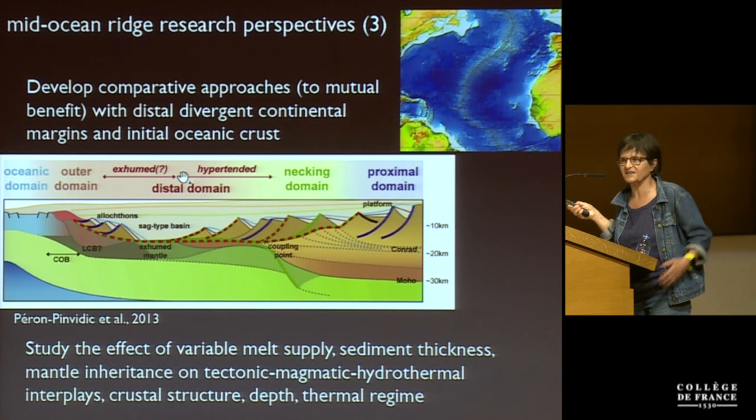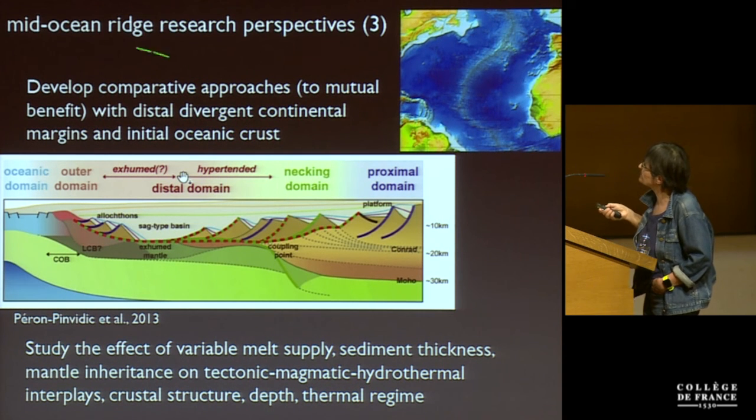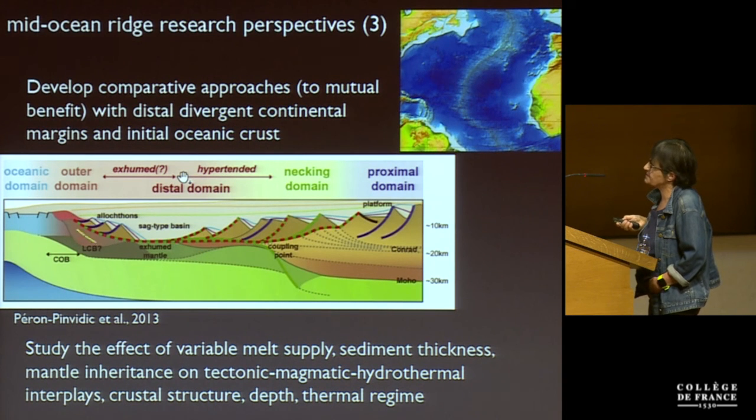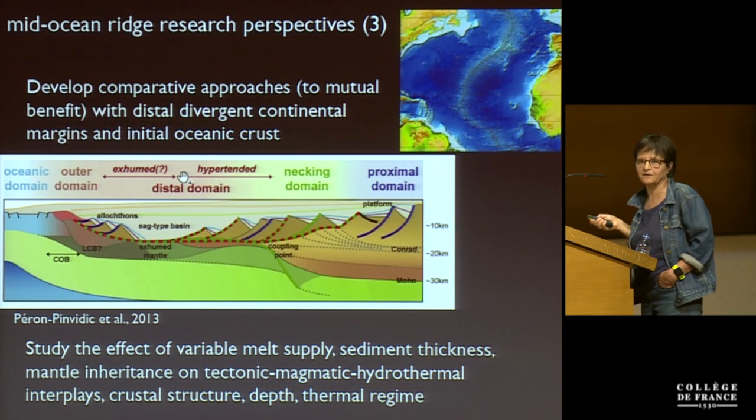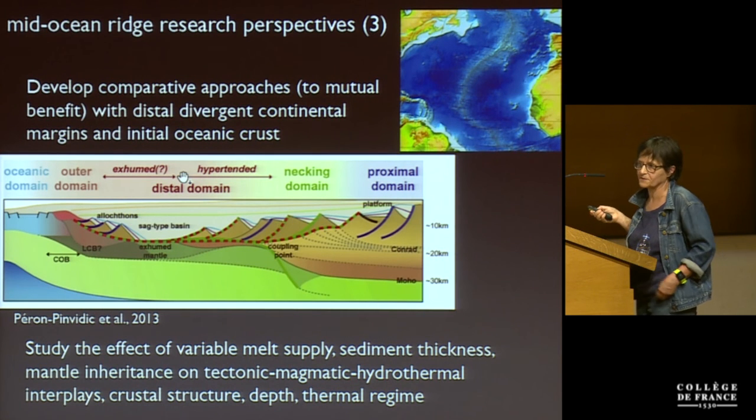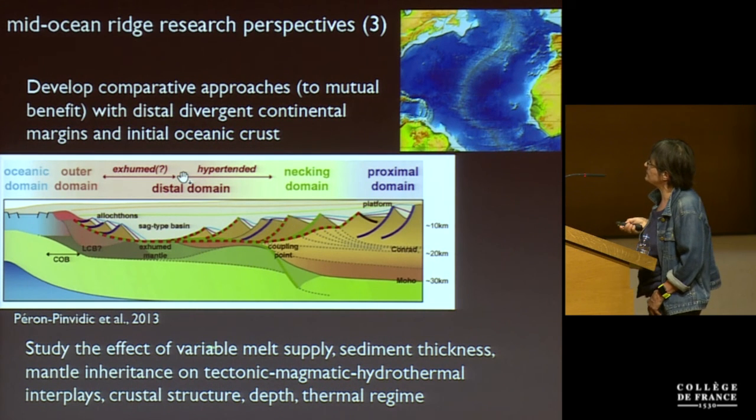So that would be the first, and I numbered it 3 because it's something that is ongoing, and I think it's probably a bit less ambitious than the other 2 objectives that I'm going to describe after. So the idea would be to develop comparative approaches, to mutual benefit with distal divergent continental margins, and also the initial oceanic crust that is formed here. The idea is that using data that is mostly seismic data, but also sedimentary data that allows you to monitor subsidence and therefore have an indirect constraint on the thermal regime, we can study the effect of variable melt supply, sediment thickness, mantle inheritance on tectonic magmatic hydrothermal interplays, etc.